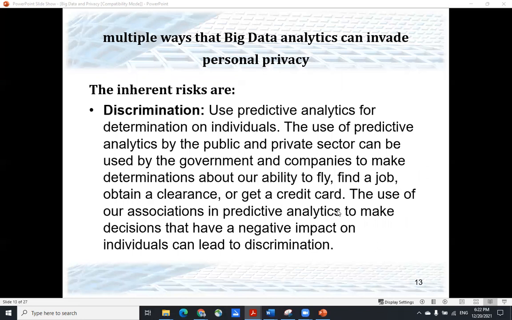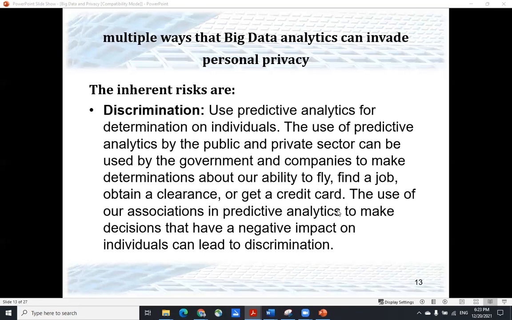Now, there are multiple ways that big data analytics can invade personal privacy. When we talk about data analysis, there are different ways it can cause privacy issues. One of them is called discrimination, and that's a risk. When you use predictive analytics, and we're going to be talking about that in a separate lecture about the different types of analytics, you can use data to make decisions about someone, like whether you can rent a house to them and so on.